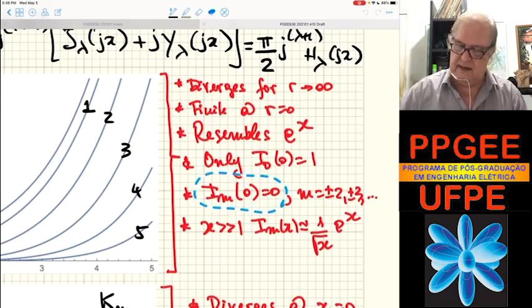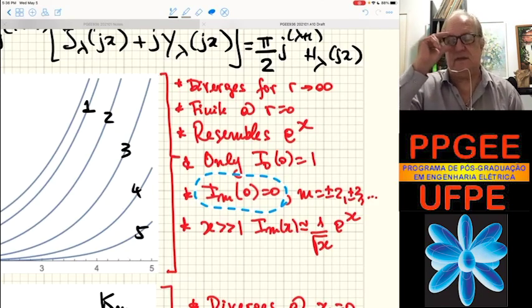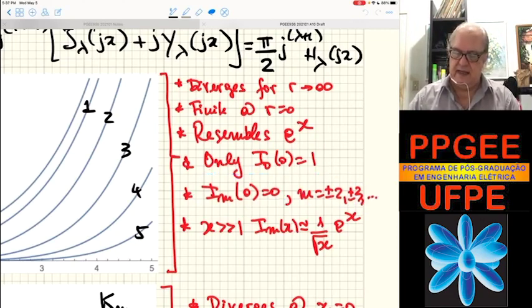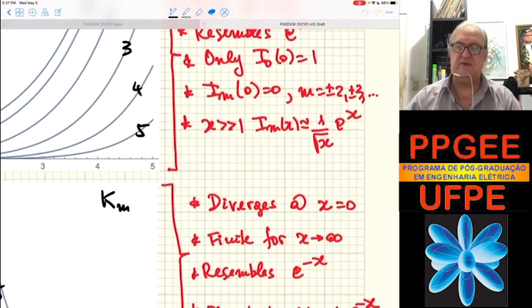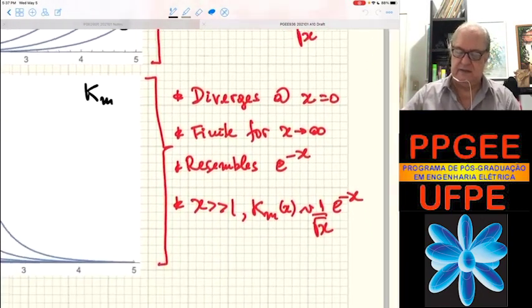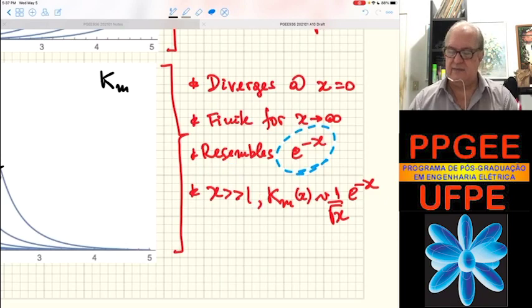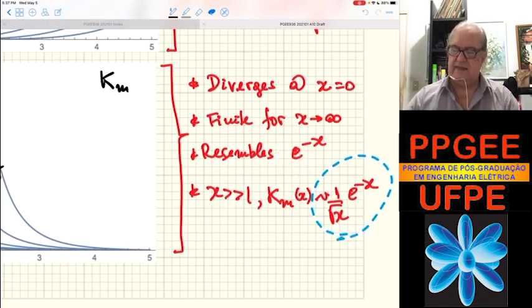So all the modified Bessel functions of the first kind are 0 at the origin for m different than 0, right? Well, that's the behavior for large x. They look like exponentials, but they have this factor down here. This might be interesting if you want to do some approximate calculations and just look at x very large. The modified function of second kind is like this for large x.